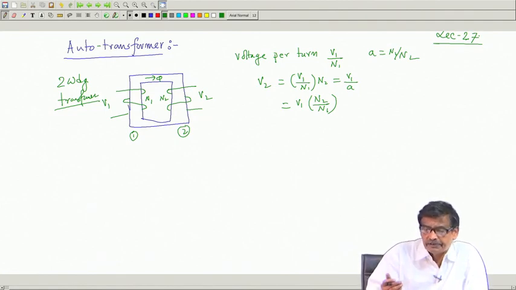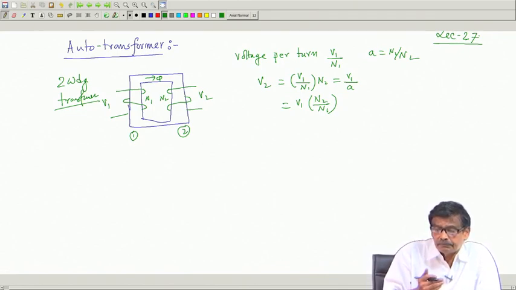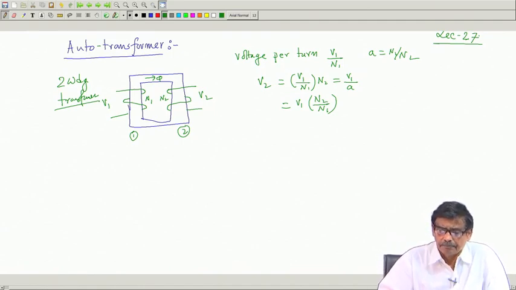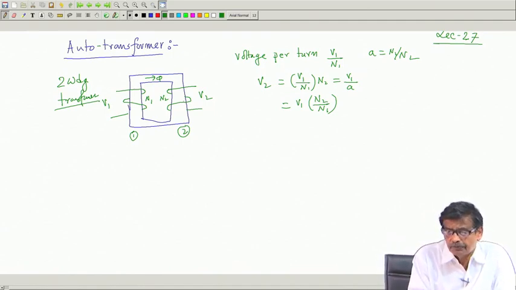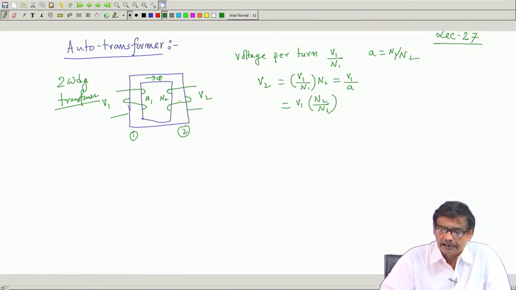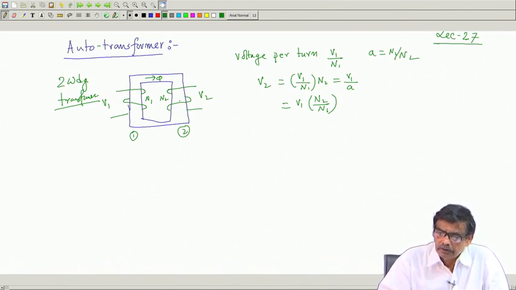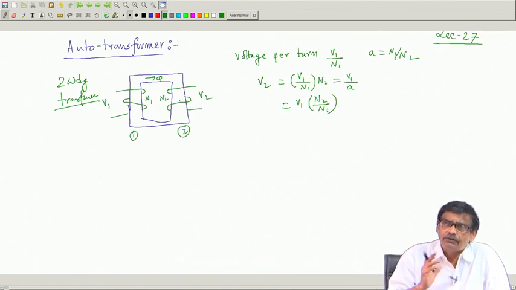Now, auto transformer also does the same thing. It changes voltage from one level to another, keeping the frequency same. So, this was two winding transformer. Of course, the basic working principle remains same, as we will see now. What is done is, in auto transformer, instead of using two separate coils, a single coil is used.